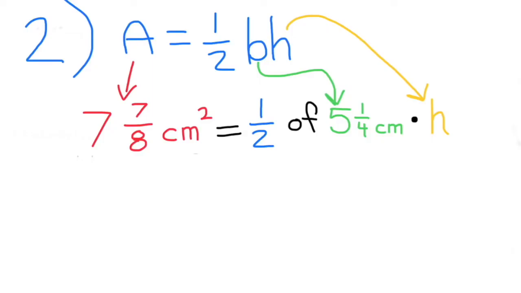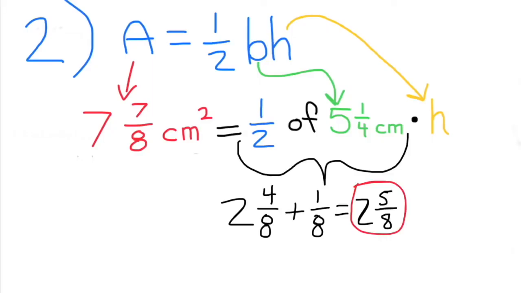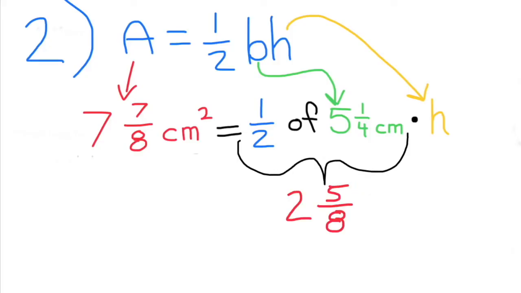The height is unknown. Here I show half of the base. Since the area was in eighths, I'm going to make the base in eighths as well. First, I'm going to cut 5 in half. Half of 5 is 2 4/8. Now I'm going to cut the 1/4 in half. Half of 1/4 is 1/8. Adding them together, I get 2 5/8.